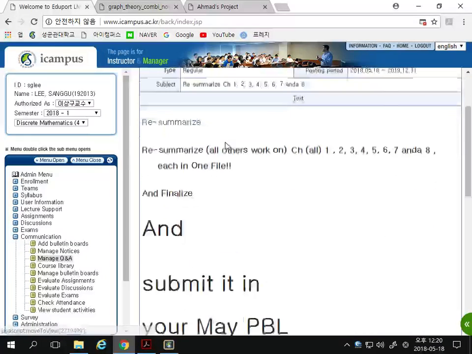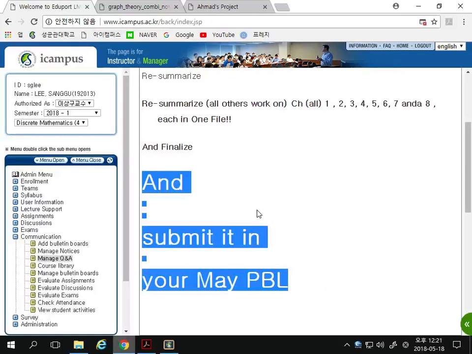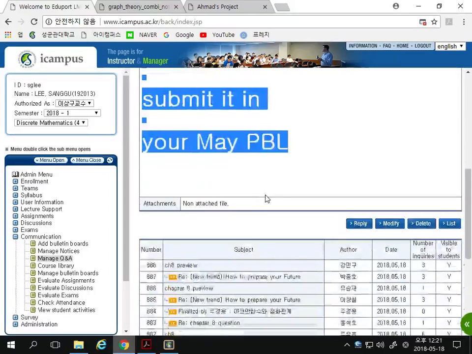And also I may ask you to re-summarize the chapters that we have covered. Many of you made your summary of each chapter, but you still don't have a good summary of each chapter. So some may re-summarize with the others' summary to make one good summary of each chapter. Then some others may finalize it, and then both of you may submit them in your May PBL report.